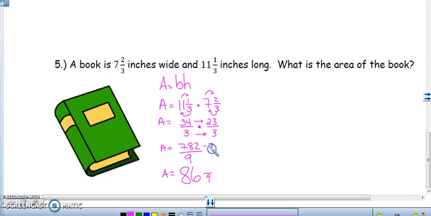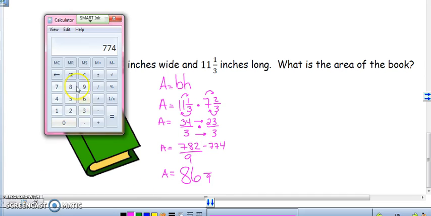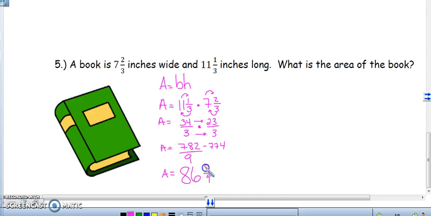774. So I'm going to subtract that from 782, and I get 8 left over. I cannot reduce 8 and 9, so that is it, and it's inches and it's area, so it's squared. So that is my final answer for this one. Okay, so area equals 86 and 8/9 inches squared.